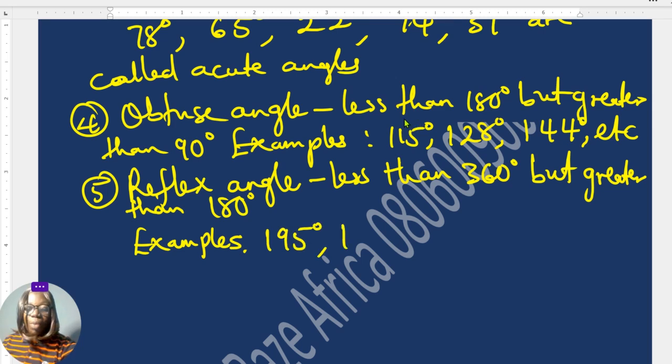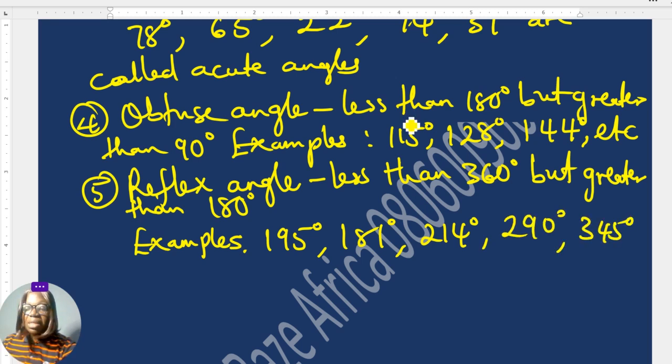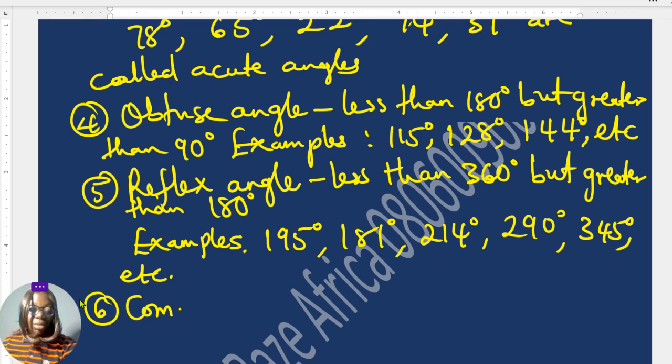195 degrees, 181 degrees, 214 degrees, 290 degrees, 345 degrees are all called reflex angles. Alright? Now we also have what we call complementary angles.